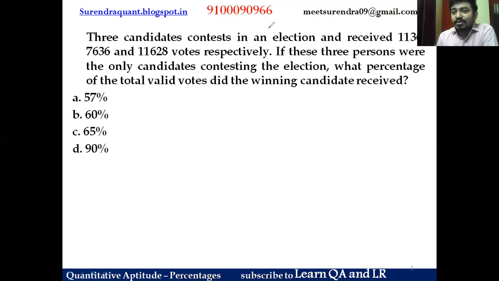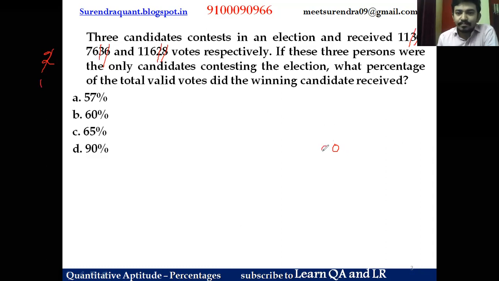So what is sum of the votes, friends? Let us take the unit digit sum. 6 plus 6, 12. 12 plus 8, 20. 2 carry, place 0 here. Now tens place. 3 plus 3, 6. 6 plus 2, 8. 8 plus 2, 10. Now hundreds place. 1 plus 6, 7. 7 plus 6, 13. 13 plus 1, 14. Again 1 carry, 4 here. Now thousands place. 1 plus 7, 8. 8 plus 11, 19 plus 1, 20. So the total votes polled are 20,400 votes.